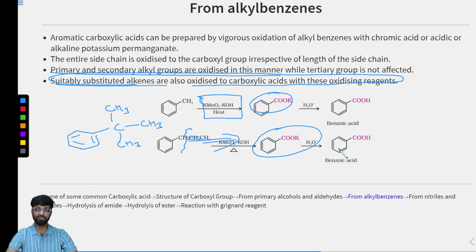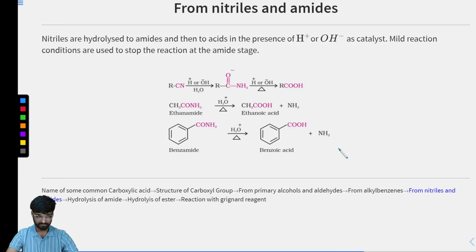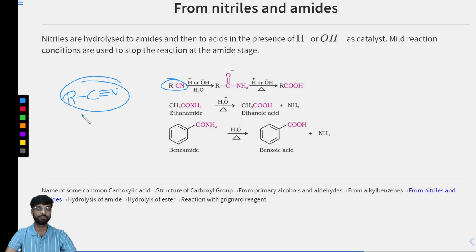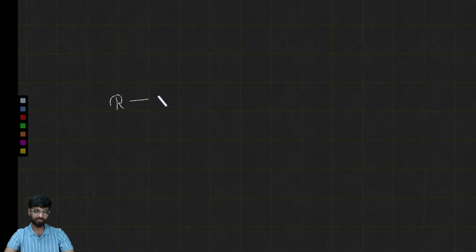Now next, let us move to what we can do in the case of nitriles and amides. So here is our nitrile. This is nitrile. First of all, we treat this nitrile with H2O in the presence of acid or base. How will this reaction go? We have a nitrile group here, like this. Now in the next step, what will happen?